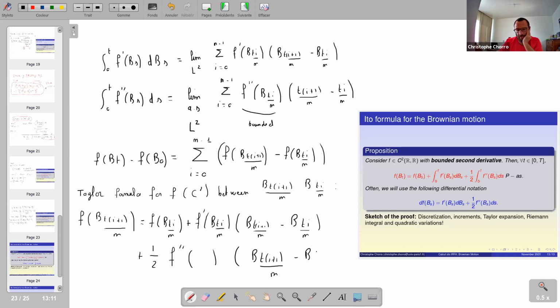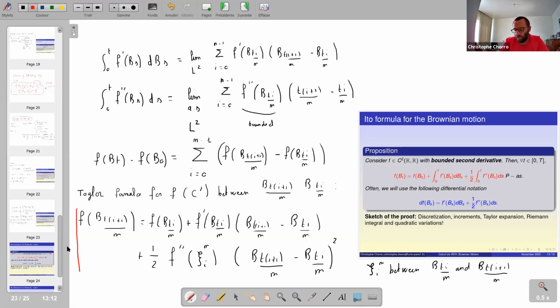bti over n here square. And you have here a point that I can call C of I and n, where C I n is between b t I over n and b t I plus 1 over n. So here it's the exact Taylor formula for f applied at the point bti over n and bti plus 1 over n. Okay, so I have this one.